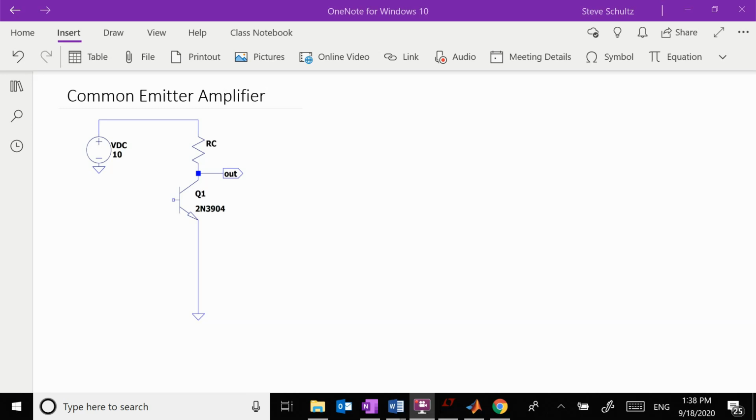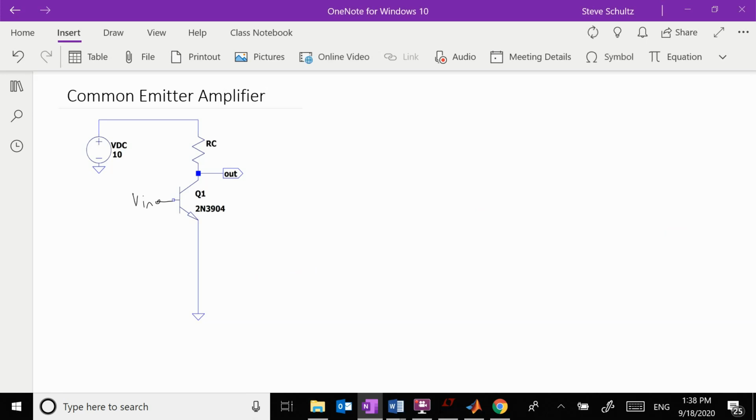Okay, so we're going to be analyzing the gain of a common emitter amplifier. First of all, let's look at the terminology of common emitter. With an amplifier, we're basically going to be applying my input right here.